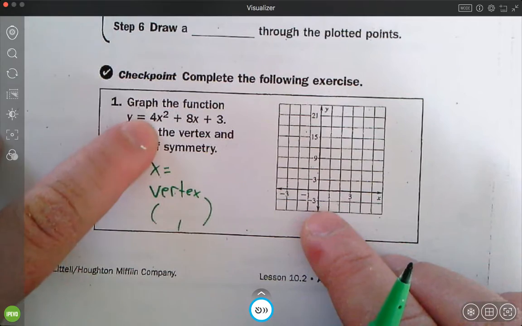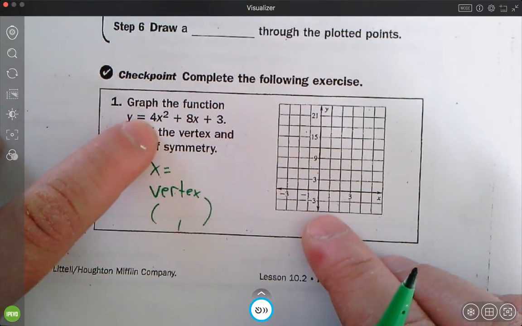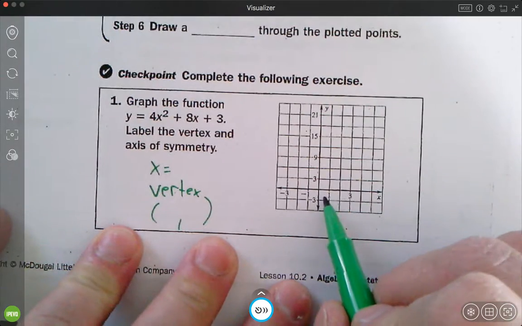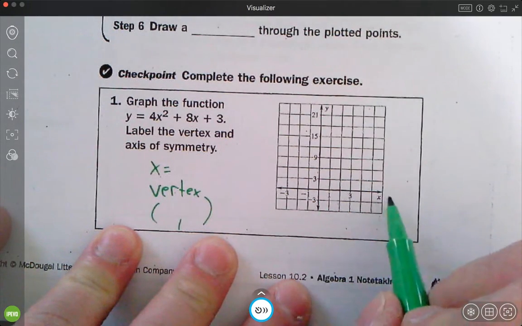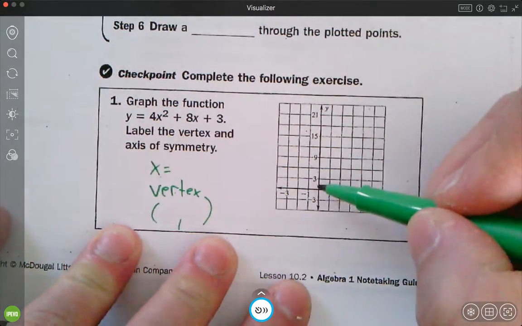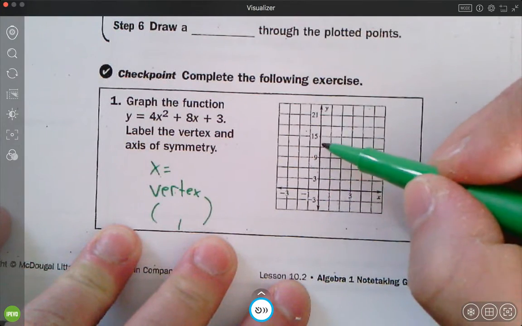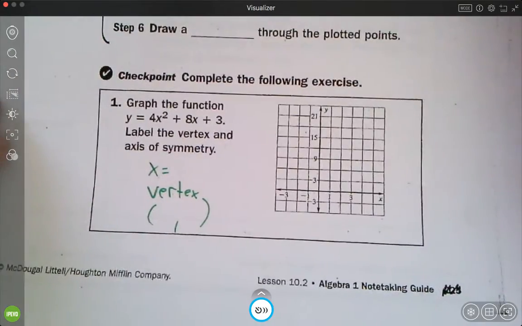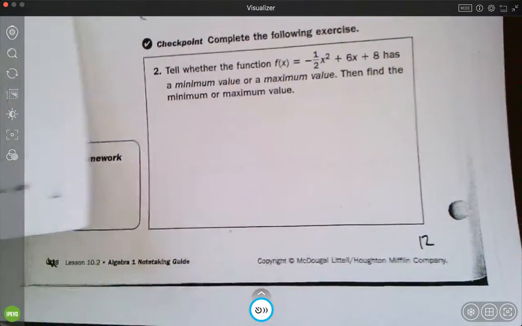I'll tell you right now, it looks like it's going to be facing up. And just be careful when you're doing this here. You can see the x values are increasing by 1, but our y values are 3, 6, 9, and so on by 3s. So good luck with that one. Example 2, I should say.